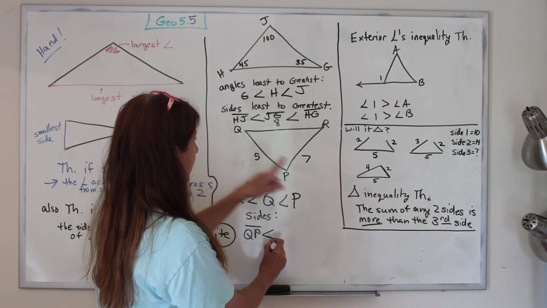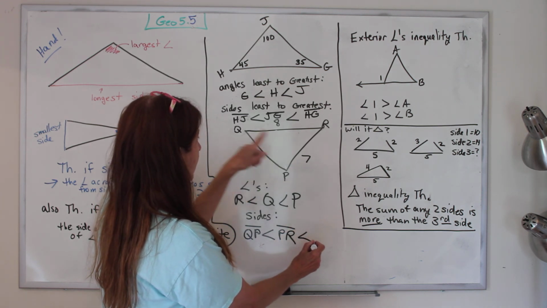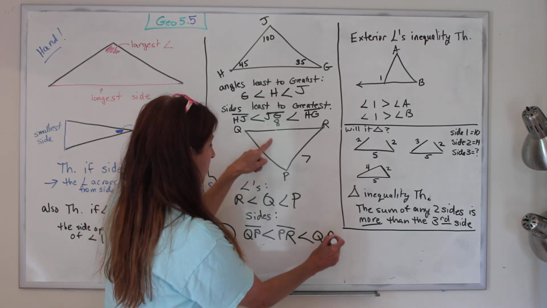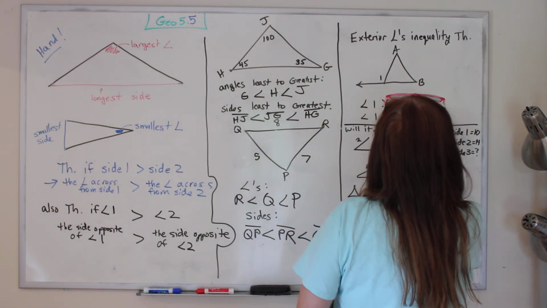QP is less than PR, which is less than QR. Done! Not too bad. Okay, here's our next one.